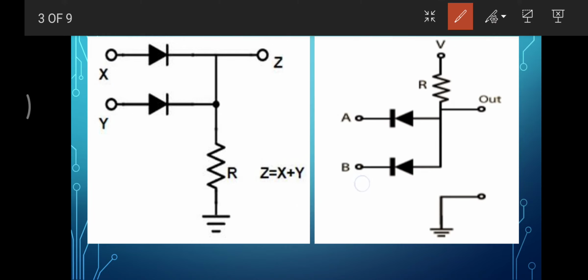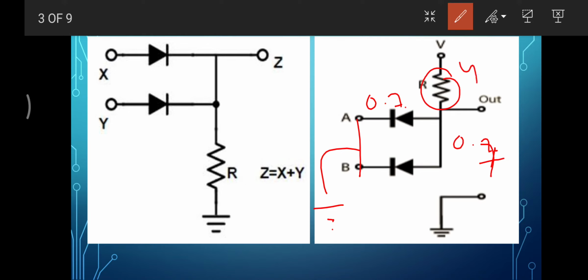So if I consider a real situation, what would be happening in real condition is that this is grounded, and as there is a drop of 0.7 volt, the voltage at this point would be 0.7, and the drop at the resistor would be 4.3 volt. Hence the output you are getting is 0.7 volt, which is nearest to 0. Hence we will consider this 0.